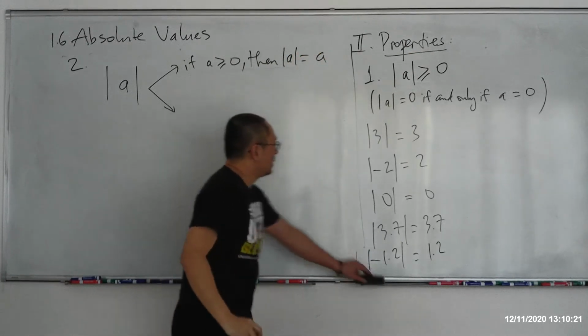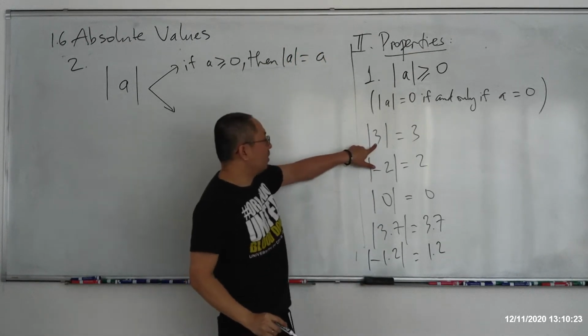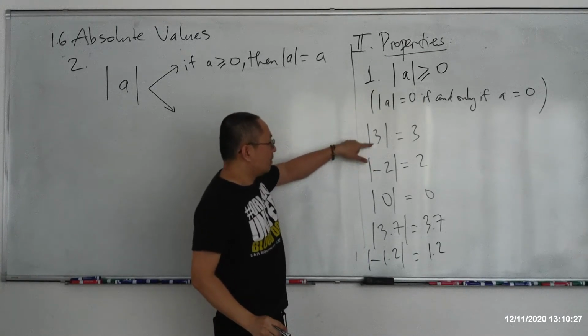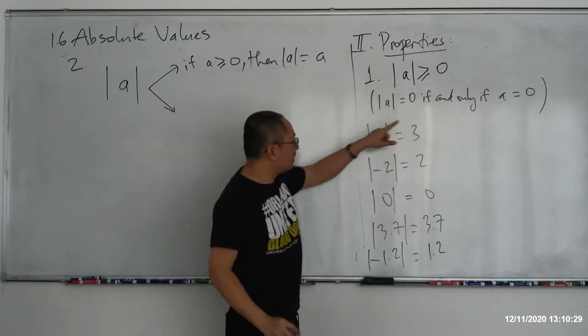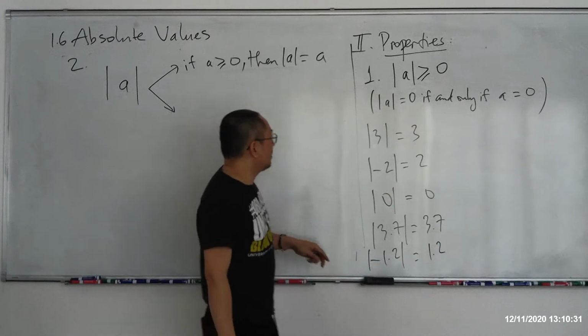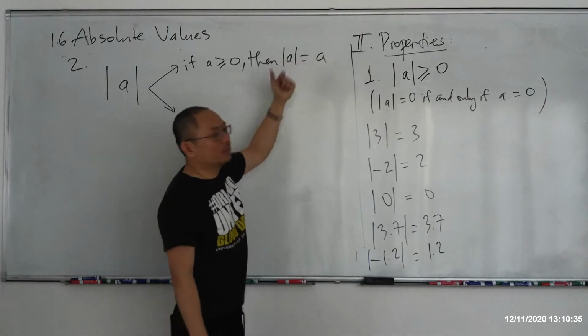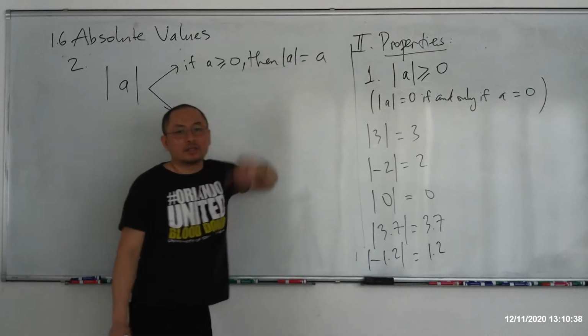You see why? It's the example right here. If you have a number that's positive, or even 0, the absolute value of 3 is 3, the absolute value of 5 is 5, the absolute value of 0 is 0. The quantity inside the absolute value is non-negative, so of course the distance is non-negative.